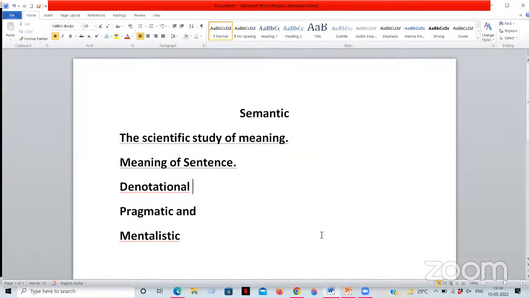Number one is denotational. So denotational is nothing but the primary or the original meaning that something signifies. You can say anything. If you are talking about a pen, a pen actually signifies nothing but a pen that we use to write. Now that is the denotation meaning. But a pen also connotes something else. That is the mentalistic thing.